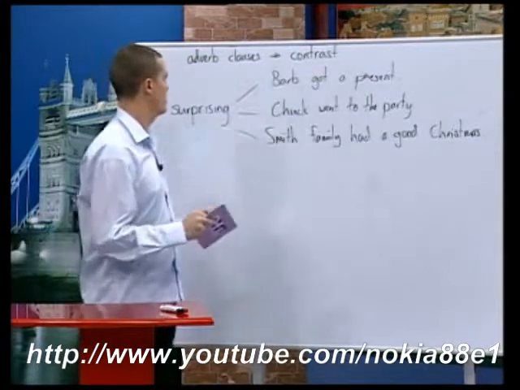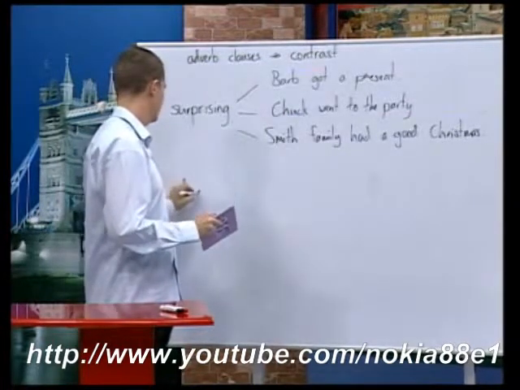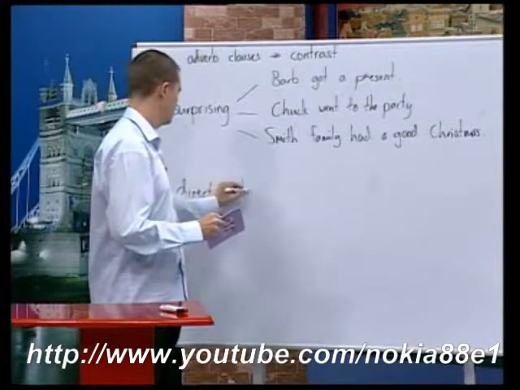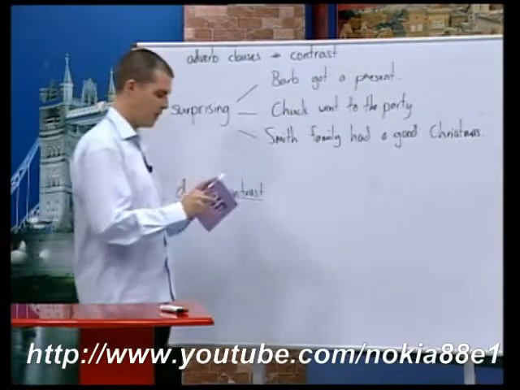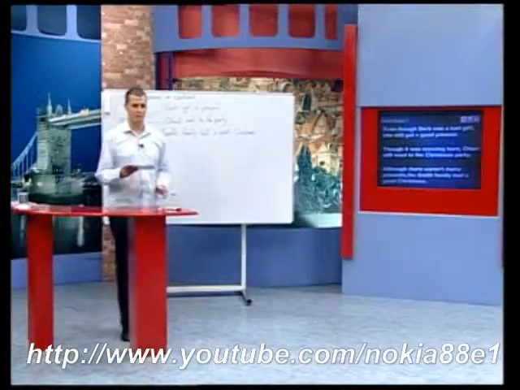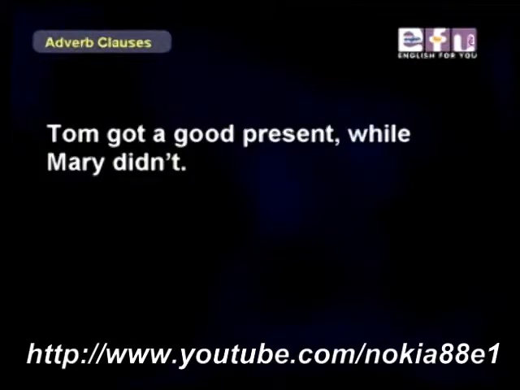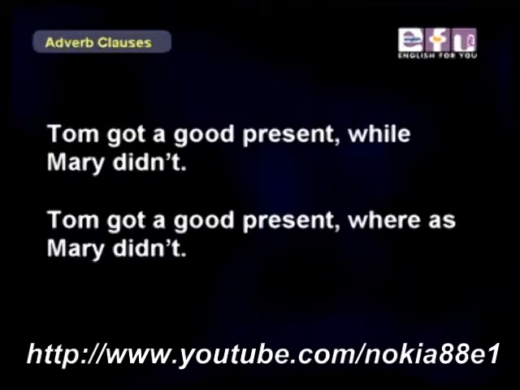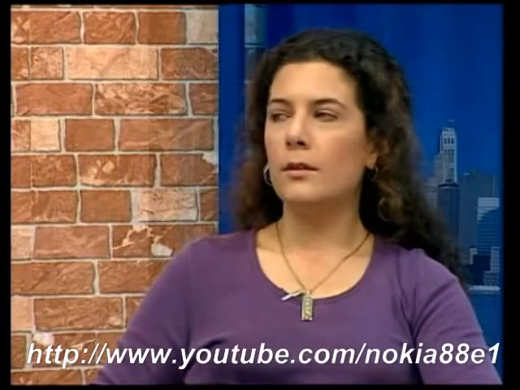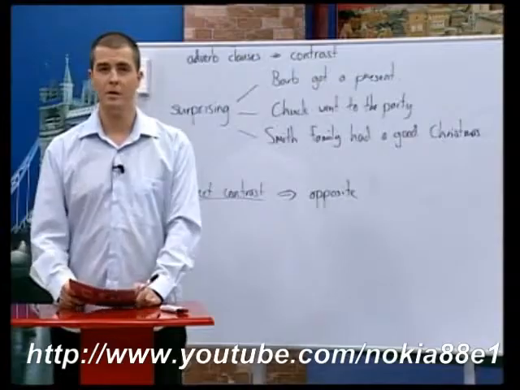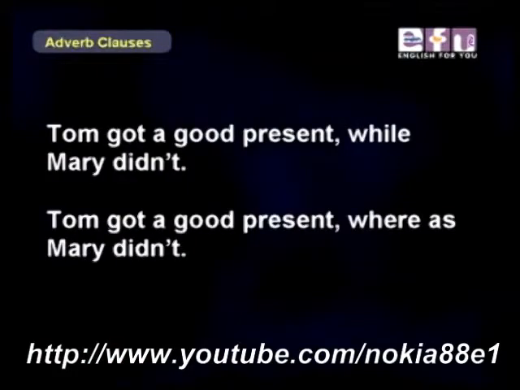Okay, the second is adverb clauses of direct contrast. Here are some examples. Tom got a good present while Mary didn't. And Tom got a good present whereas Mary didn't. The two clauses in these sentences are opposites. In the main clause, something good happened: Tom got a good present. In the adverb clause, something bad happened: Mary didn't get a good present.